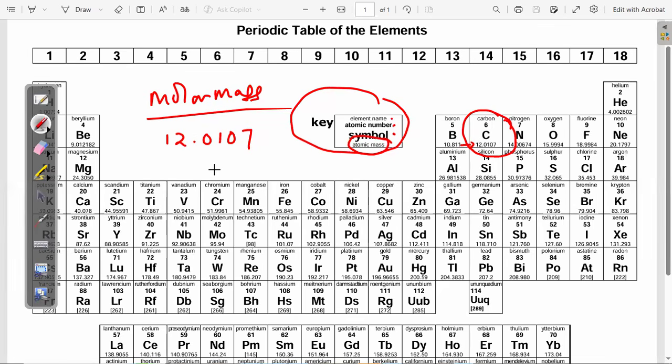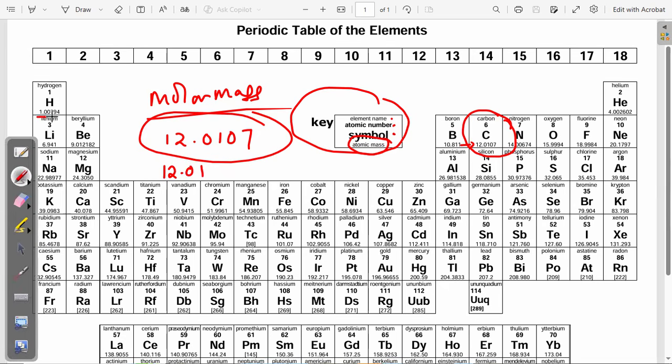But what we are going to be using in our equation is the one that we round off to 2 decimal places. So this guy here, if we round it off to 2 decimal places, is just going to give you 12.01. That's what we are going to be using. For the hydrogen, it's this guy here, that is 1.00794. We round this off to 2 decimal places. That's where the 1.01 is coming from.